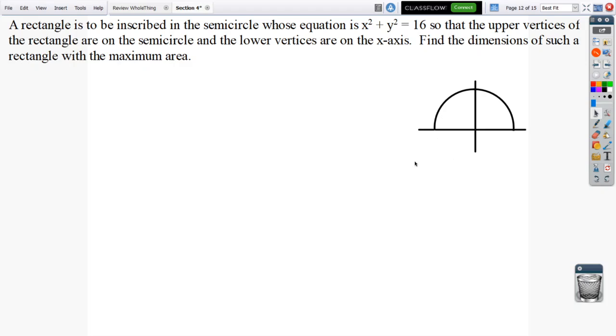Let me see if I can draw that, because here I'm trying to read and understand it, and reading and understanding it just isn't making sense to me. So just a couple things.